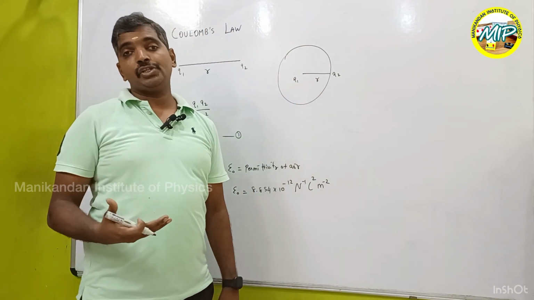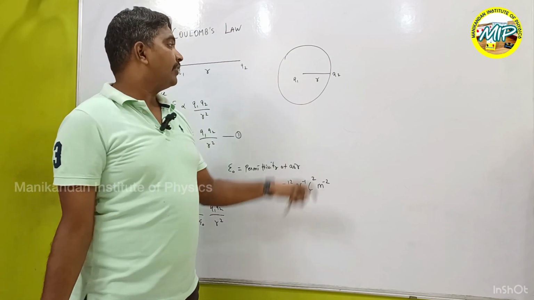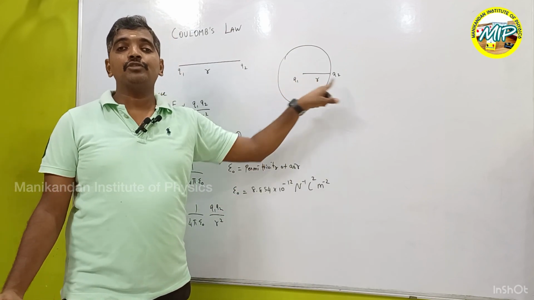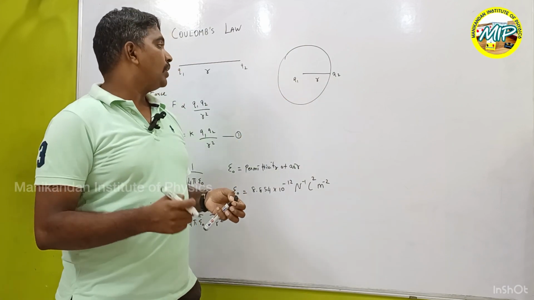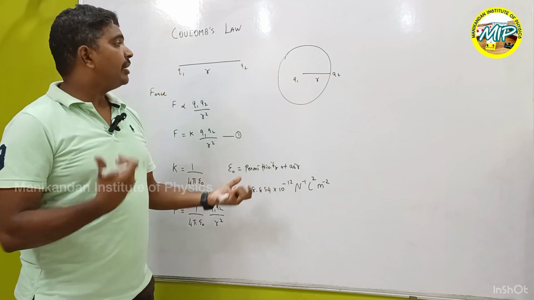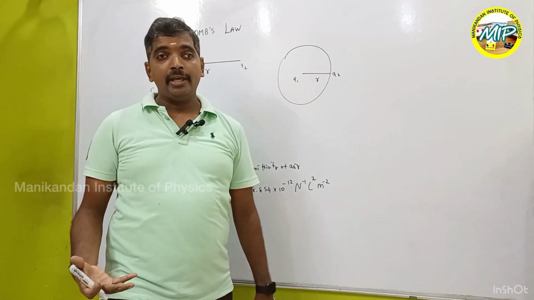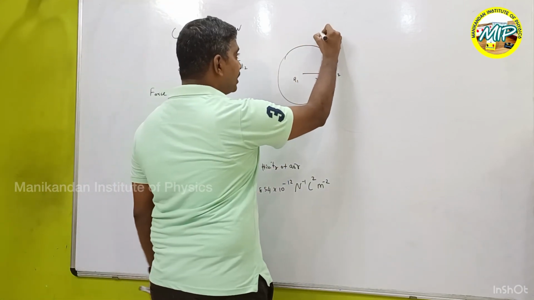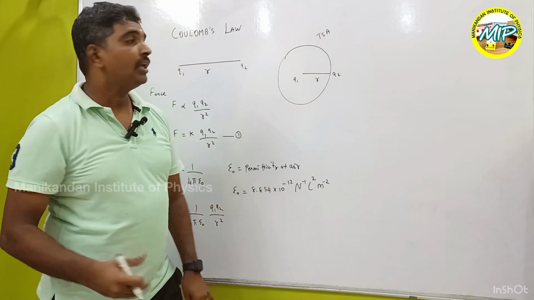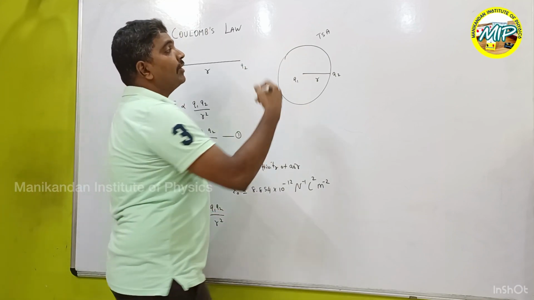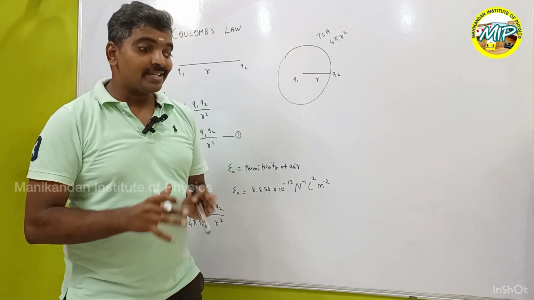When will my force change? When my r changes, then only my force will get affected, because my r decides the force between these two charges, since the magnitudes of Q1 and Q2 are fixed. So my r only decides the magnitude of the force. When the total surface area of the sphere varies, then only my force varies. What is the total surface area formula for a sphere? 4 pi r square.